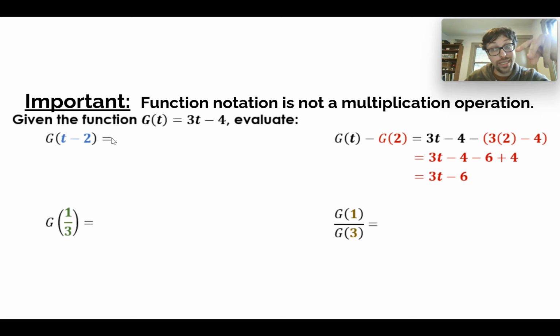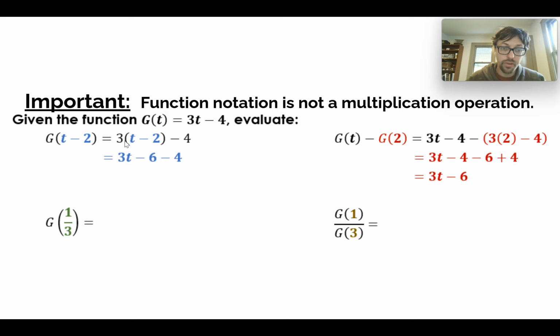Now over here, we should get something different, and we will, because we can't just distribute this g over that parentheses. This g of t minus 2 is saying where that t is, we're going to replace it with t minus 2. Just like here, we replace the t with a 2. So it looks like this. We write out g of t, and where that t is, we put that t minus 2. It's not something that gets tacked on to the end. Replace that t with a t minus 2.